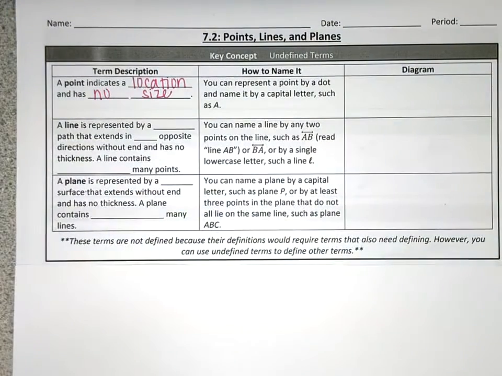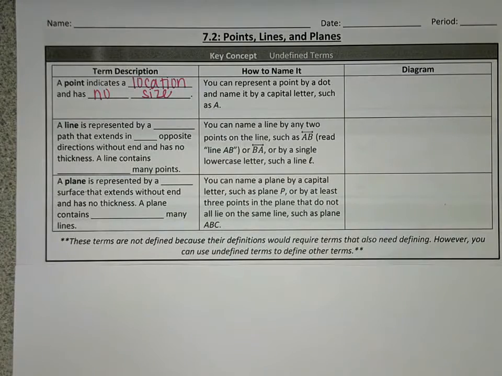So if I draw on a graph a teeny little pinpoint, like barely noticeable, and Sienna draws a nice big round one, they still indicate the same location. The size does not matter. So we say that points have no size.